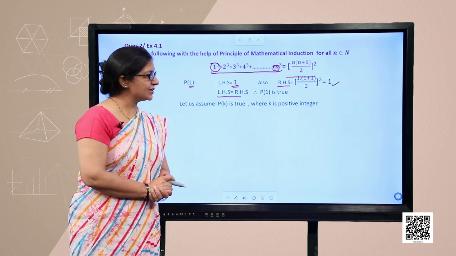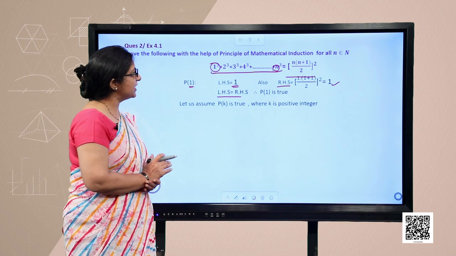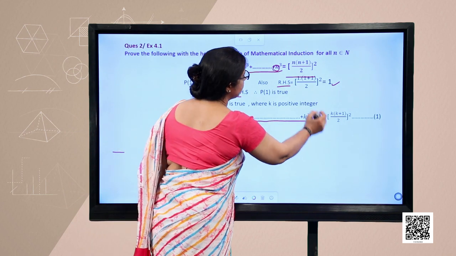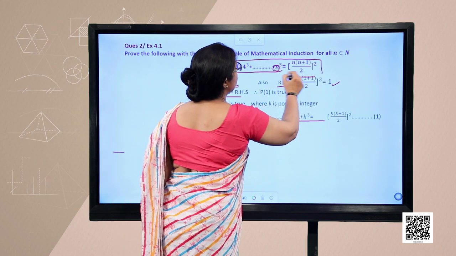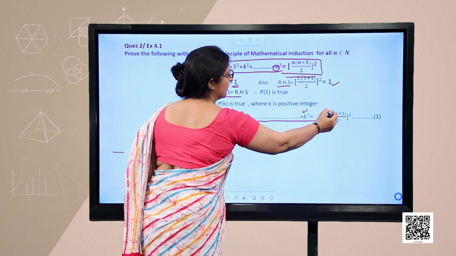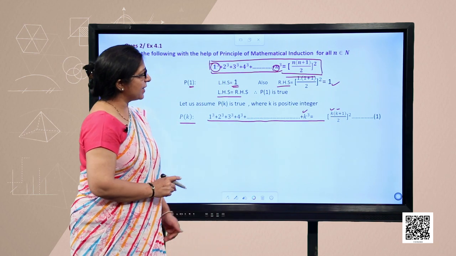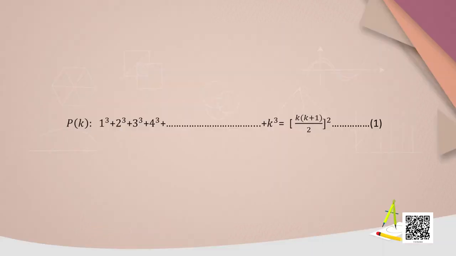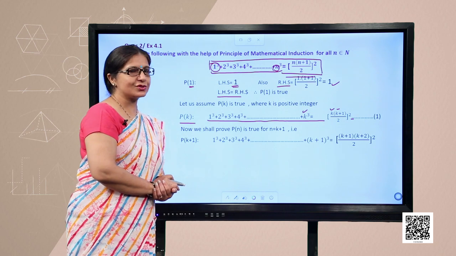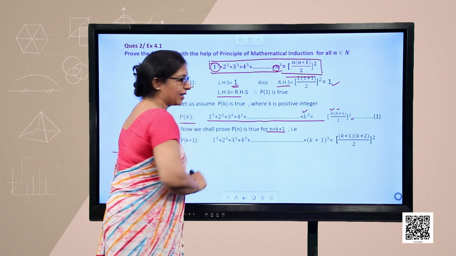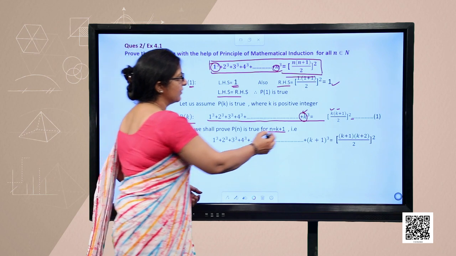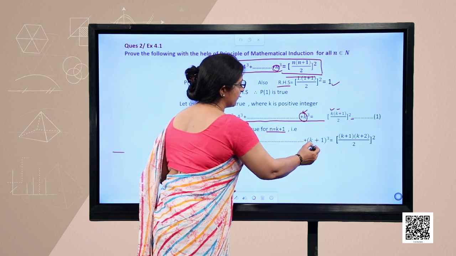Let us assume Pk is true where k is any positive integer. Pk, we are writing the same statement again, the given statement, only by replacing n by k. As you can see, we have replaced n by k and we name this equation as first equation because we will be using this equation for further proving the statement. Now we shall prove that Pn is true for n is equal to k plus 1. Now what we need to do is we will be replacing k by k plus 1.